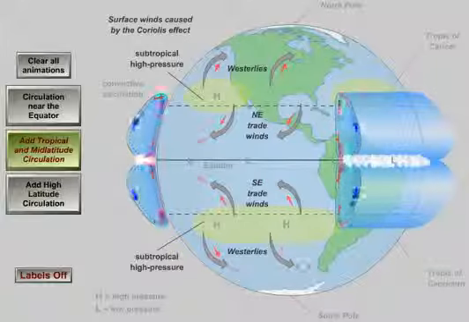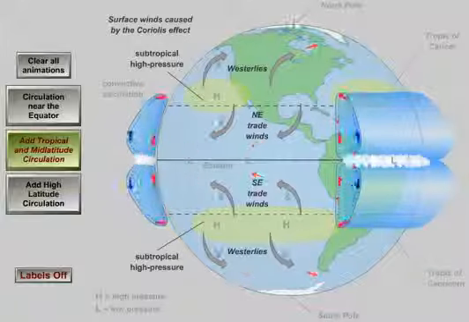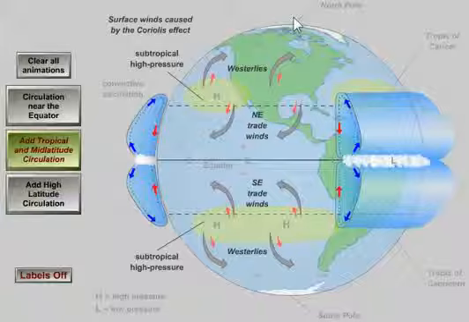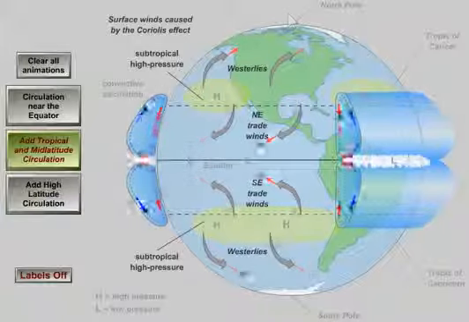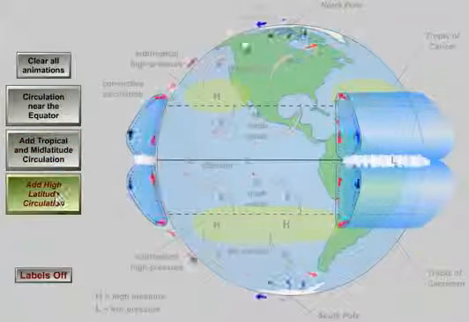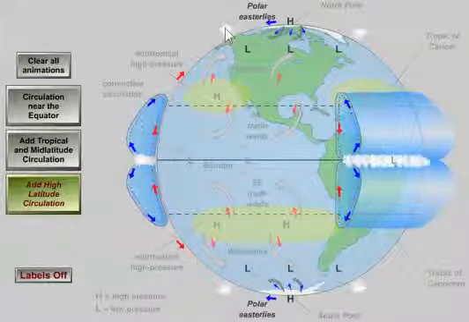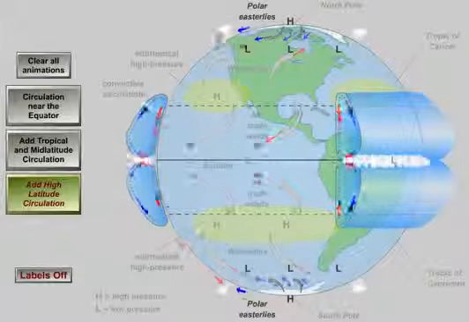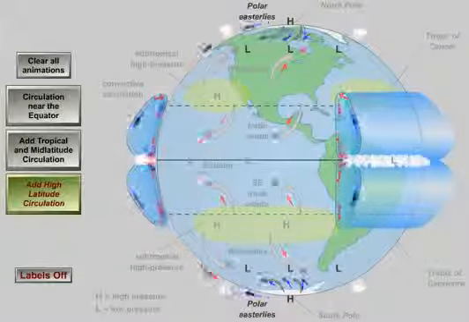Now the other big factor is what's happening at the poles. At the poles, the air is cold, and the cold air wants to sink. And as that cold polar air sinks, it heads toward the equator, and it bumps into this air heading toward the pole here and toward the South Pole here.